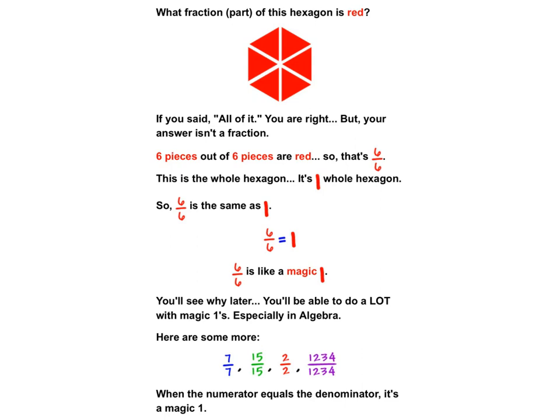Here's some more. We have 7/7, 15/15, 2 halves. Pay attention, I didn't say 2 twos or 2 seconds. No, I said 2 halves. And we have 1,234 over 1,234ths. Can you hear? I said ordinal number. When the numerator equals the denominator, it's a magic one. That means a whole. It's complete.